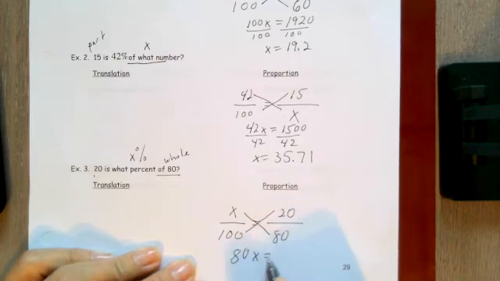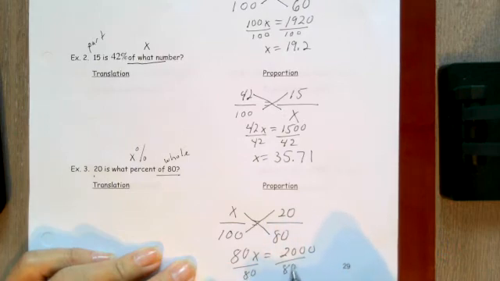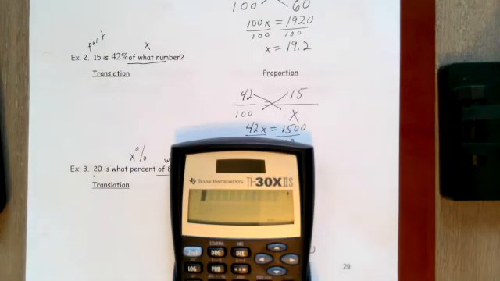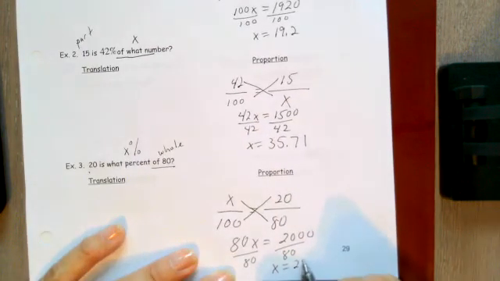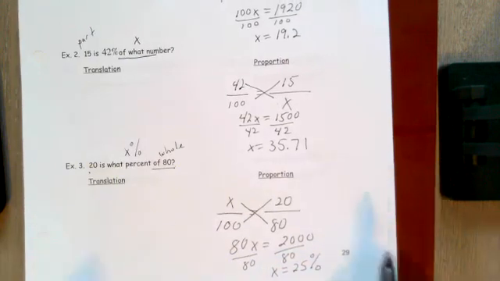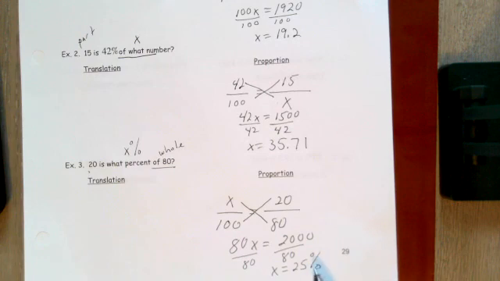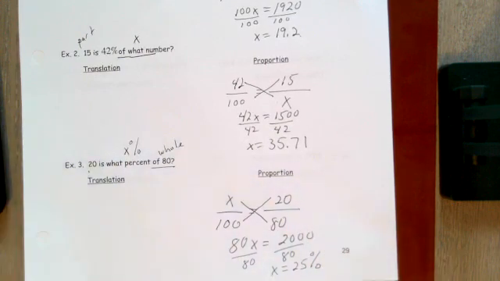80 times x equals 2,000. Divide both sides by 80. 25. So 20 is 25% of 80. We're going to continue doing some more problems in a separate video.